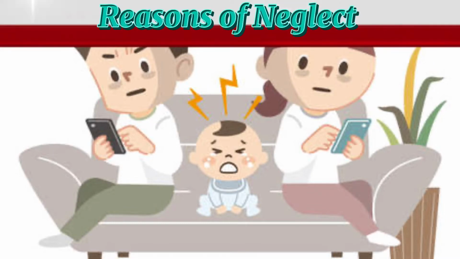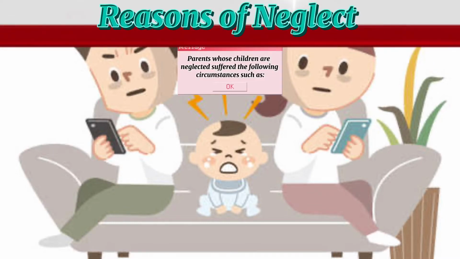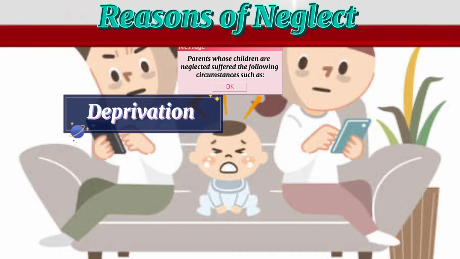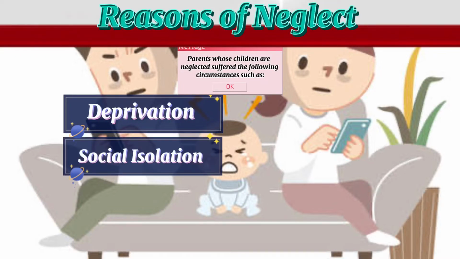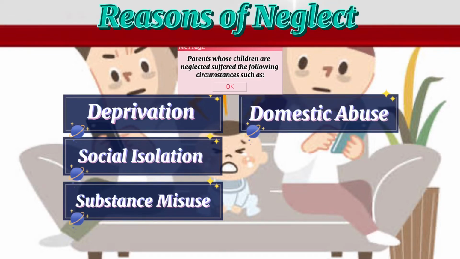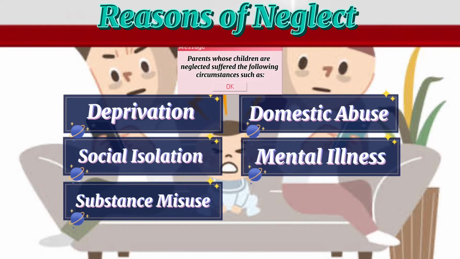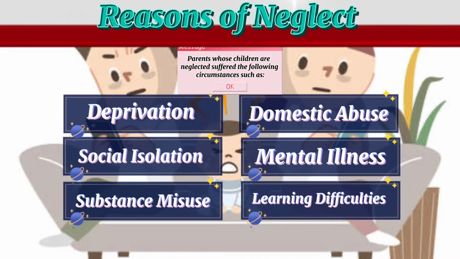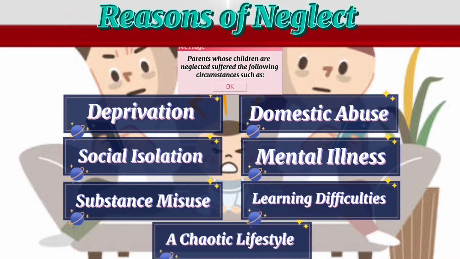Reasons of neglect. Neglect occurs intentionally or unintentionally, but usually parents whose children are neglected are experiencing circumstances such as deprivation, social isolation, substance misuse, domestic abuse, mental illness, learning difficulties, a chaotic lifestyle.